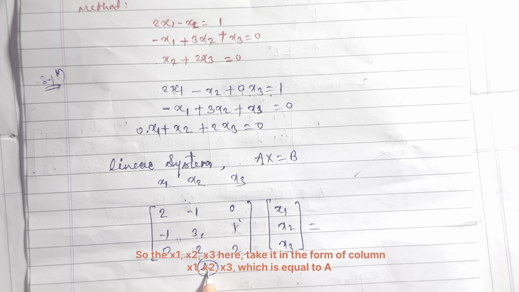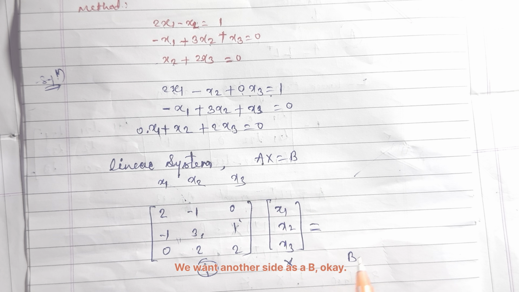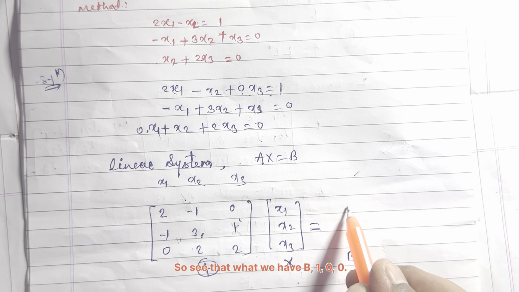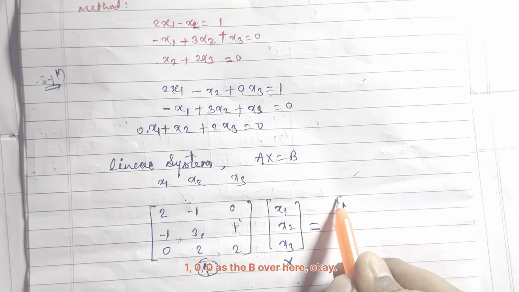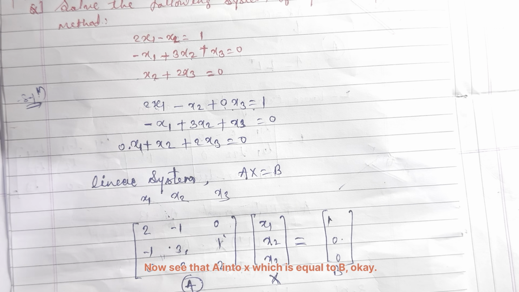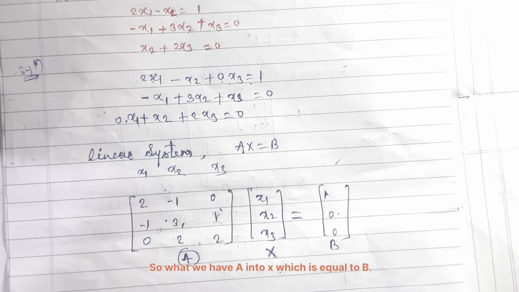Which is equal to A into X. This one is X, and on the other side we want B, so we have B = [1, 0, 0] over here. Now see that A into X is equal to B. So what we have is A into X equal to B.